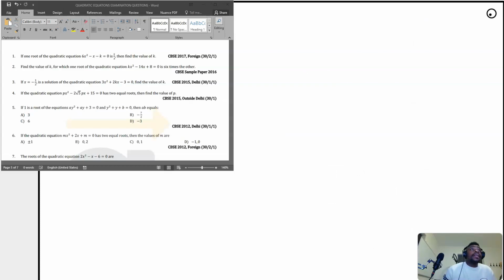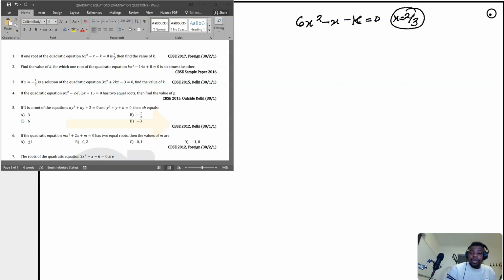Now, let's take the first question. If one root of the quadratic equation 6x squared minus x minus k is equals to 0 is 2 over 3. So one of the roots is 2 over 3. So let's say x is 2 over 3 because that is one of the roots. Find the value of k. Yeah, we've done something like this before.